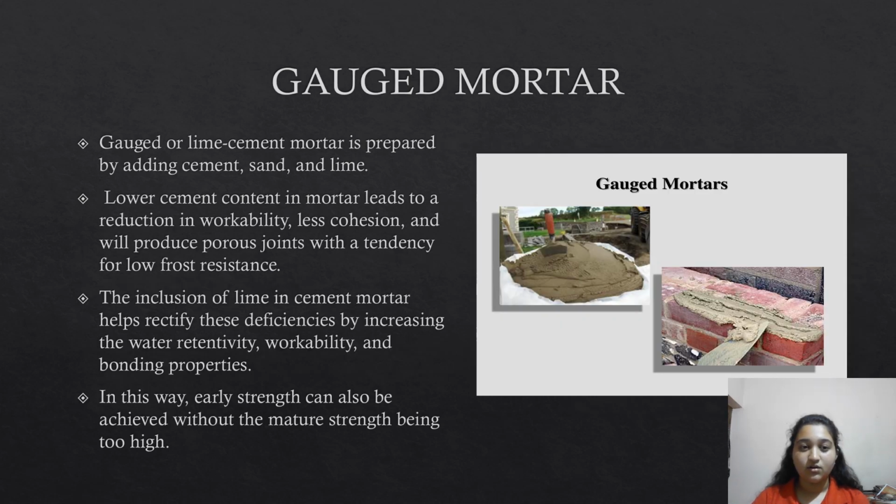Gauge mortar. Gauge or lime cement mortar is prepared by adding cement, sand and lime. Lower cement content in mortar leads to a reduction in workability, less cohesion, and will produce porous joints with a tendency for low frost resistance. The inclusion of lime in cement mortar helps rectify these deficiencies by increasing the water retentivity, workability, and bonding properties. In this way, early strength can also be achieved without the mature strength being too high.